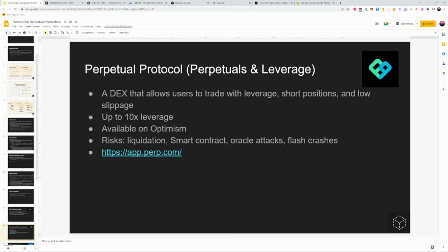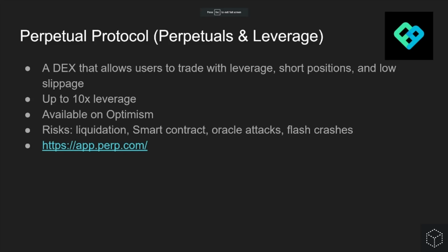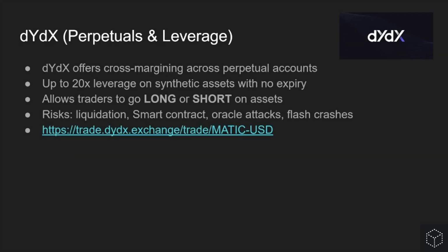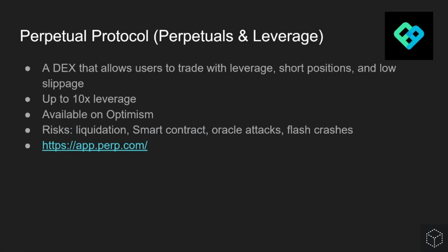So the next is around Perpetual Protocol. And this is just a DEX that allows you to trade with leverage, short positions, and low slippage. So Perpetual Protocol does 10x leverage. As of right now, it's only available on Optimism, whereas dYdX is on Ethereum. I believe they're going to Starkware and Cosmos in the future.